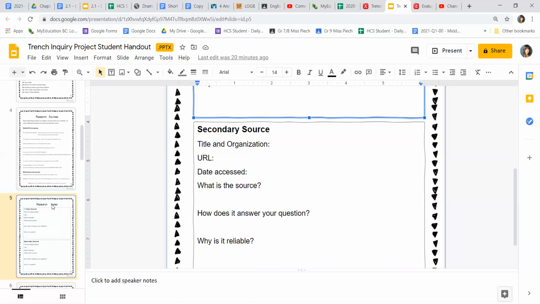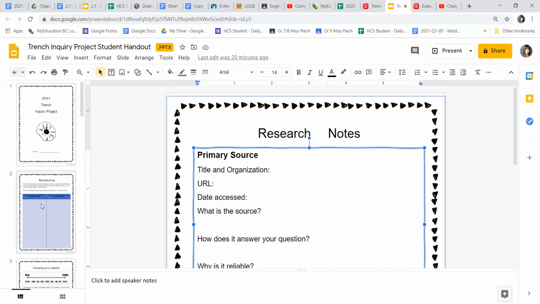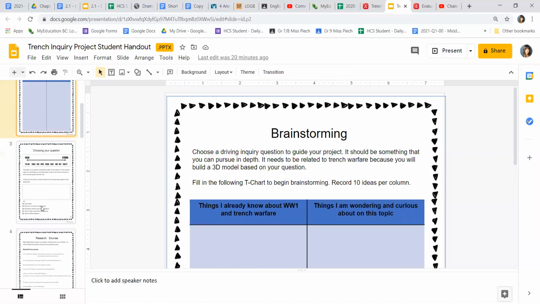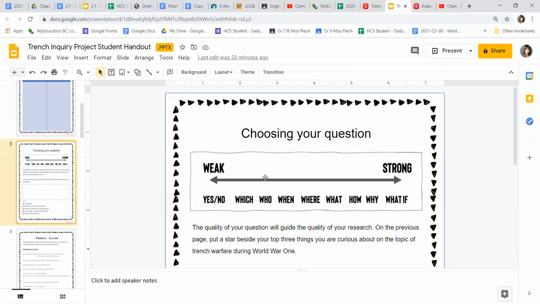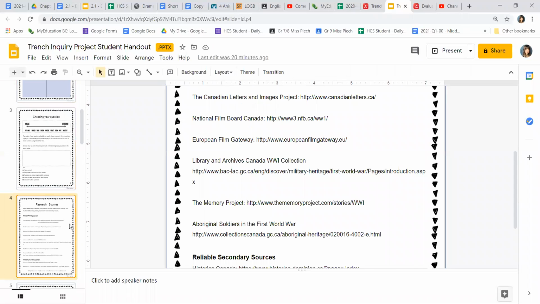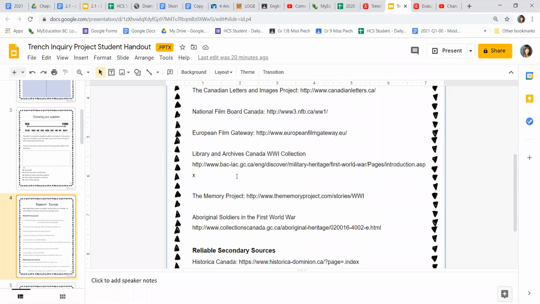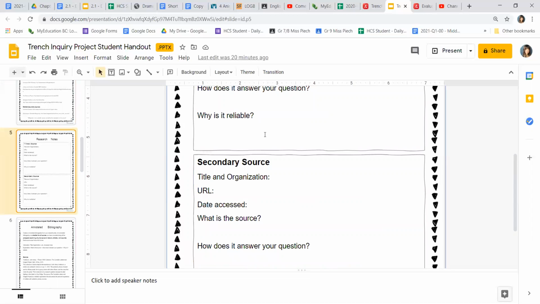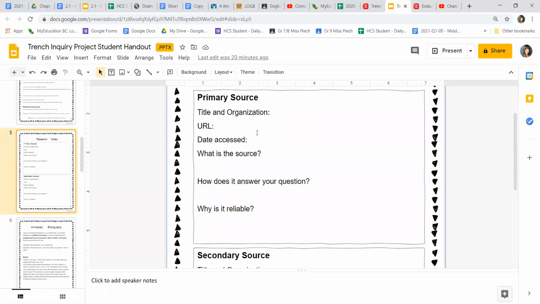Hoping that makes sense. Just take today to focus on starting to go through the PowerPoint presentation, or I guess it's technically a PDF. Look through that. I'm going to go back up here. Fill in your T-chart, 10 items on both sides. Come up with your inquiry question, make sure it's a strong one, and then start looking into some research and record what you were looking at and how it was helpful in giving you answers for your question. Hopefully that makes sense.